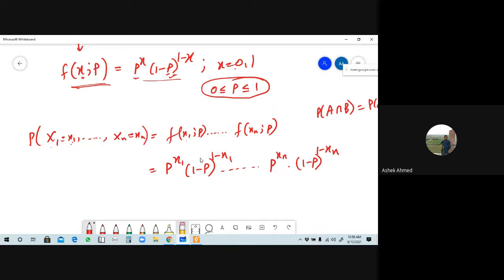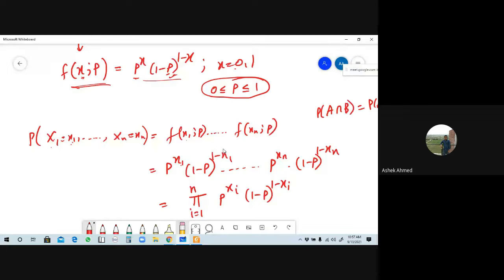But symbolically, we can write this as a product. This is the symbol of product. How many terms are here? x1 up to xn, n terms, so you can replace that by i equals 1 up to n here. Then it will be p to the power xi into 1 minus p whole to the power 1 minus xi here.